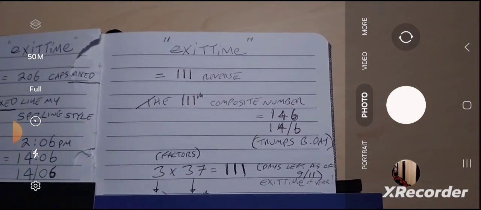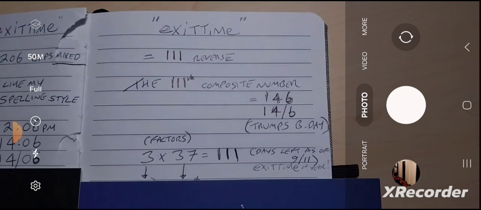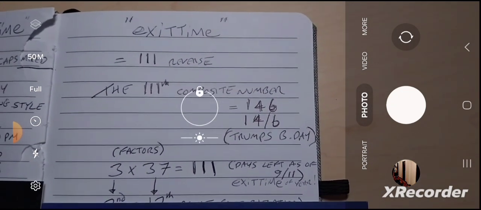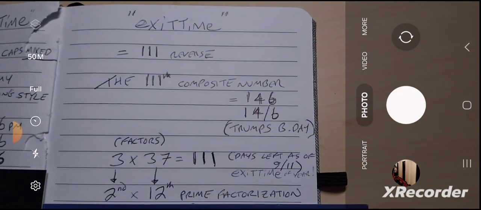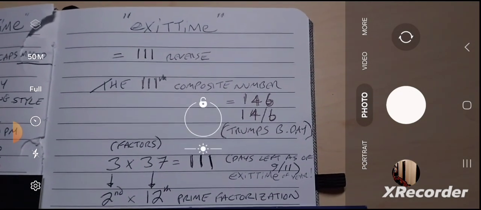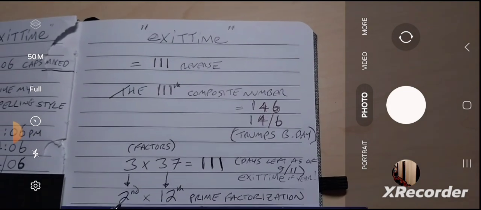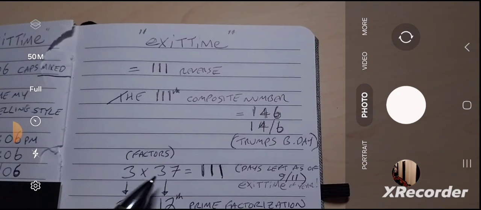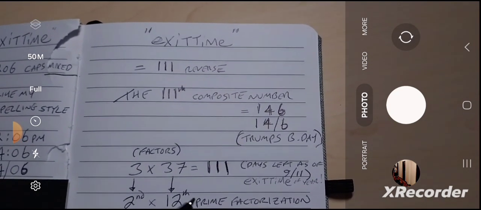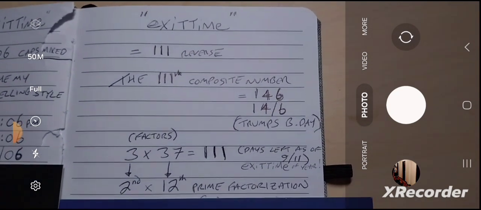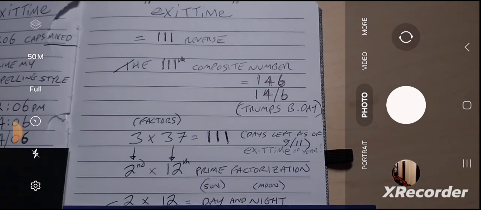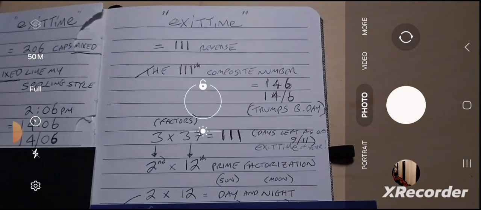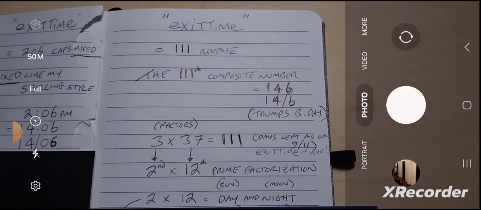So, looking further then at those factors. 3, 37, they're the second and 12th primes themselves. 3 is the second prime, 37 is the 12th prime. So that becomes 2 times 12 in primes, just the same as our day and night system of time, being the 2 times the 12, a.m. and p.m.